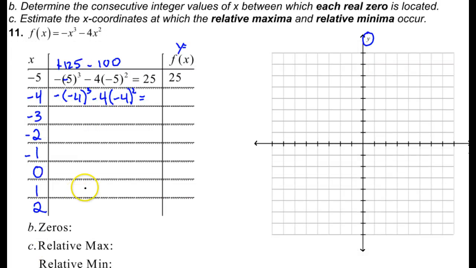So go all the way down. What do we get for negative 4? 0. So that's a 0. Okay. Negative 3, negative 9. Negative 2, negative 8. Okay. Negative 1, negative 3. 0, 0. 1, negative 5. 2, negative 5. So verify you get those.